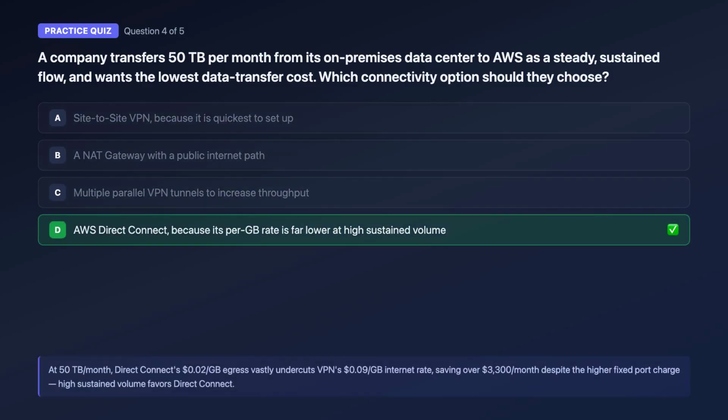If you said D, well done. At 50 terabytes a month, Direct Connect's 2 cents a gigabyte egress crushes VPN's 9 cent internet rate. That's more than $3,300 saved every month, even after the higher fixed port charge. High, sustained volume always points to Direct Connect.